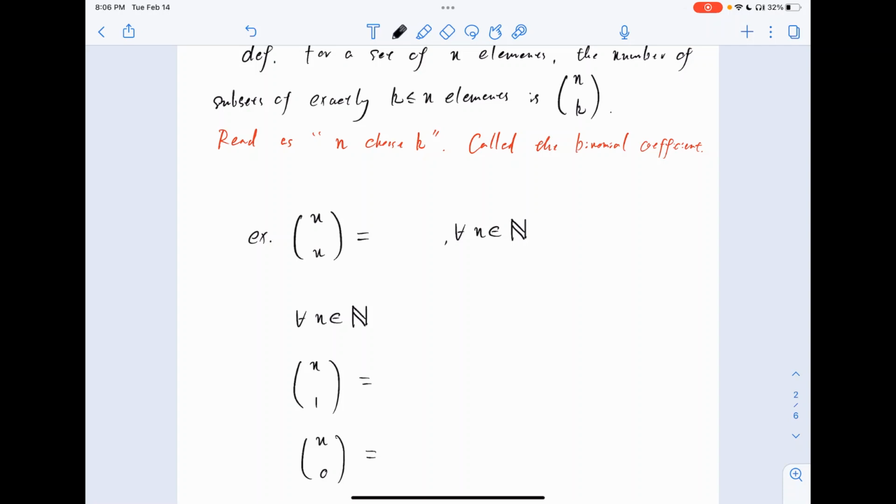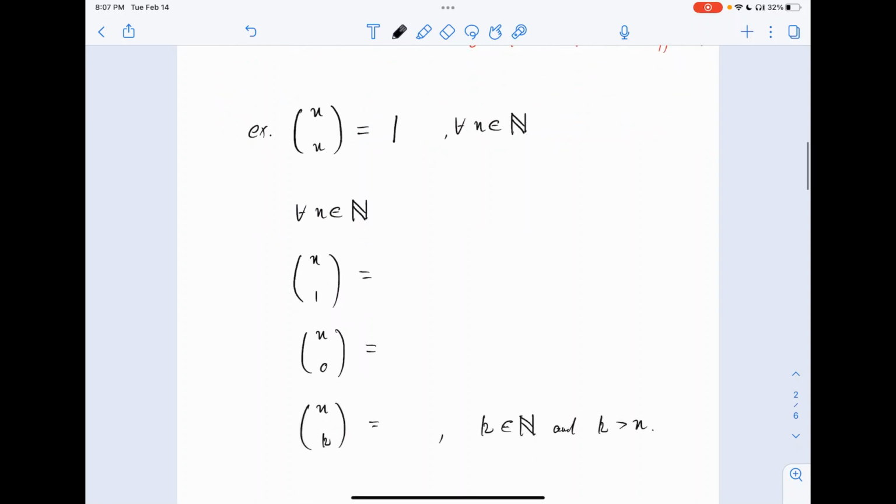Well, what does this mean? This means I have a set of n elements, and I'm asking how many different subsets there are that have n elements. In this case, I can only have one set of exactly n elements, which is the original set itself. I can have no fewer, and being a subset, I can have no more. So there's only one subset, and this is equal to 1.